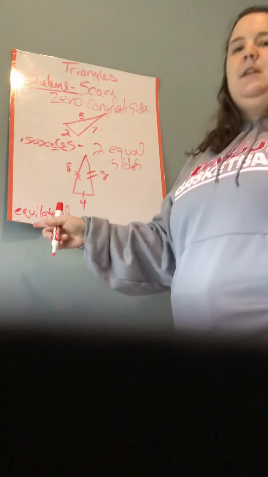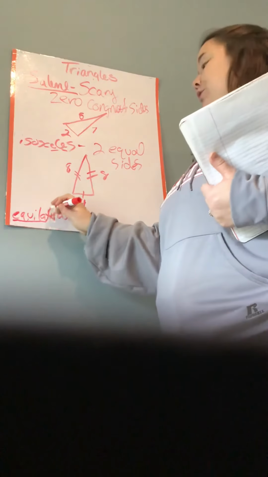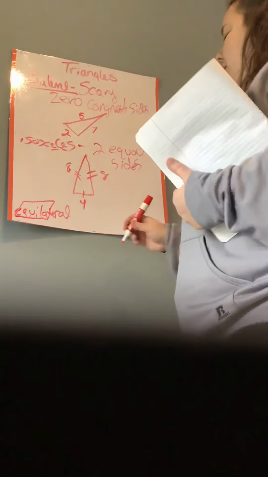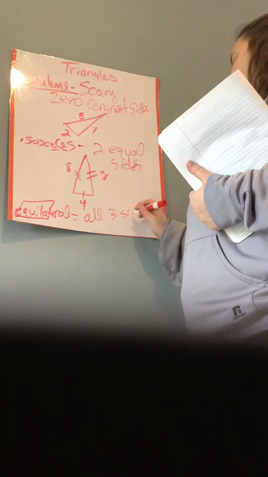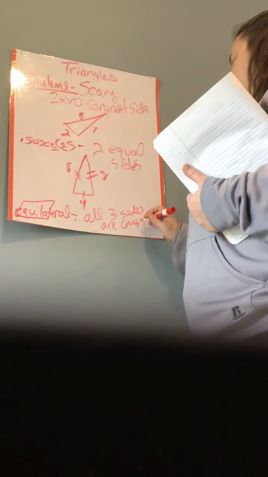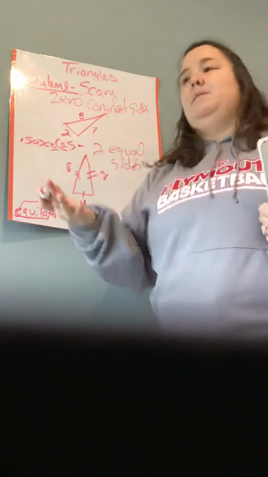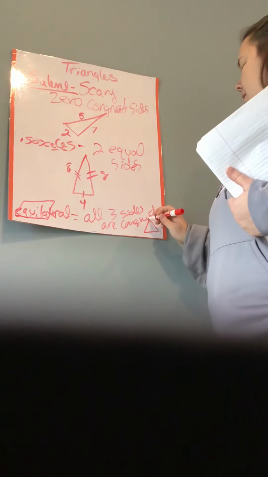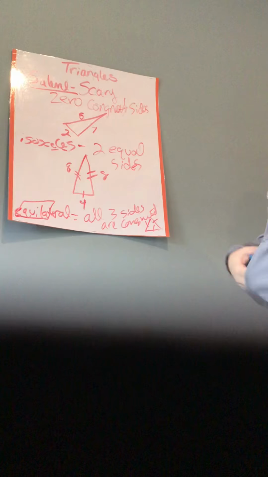Well, what word do you see in equilateral? Equal, except for spelled wrong, but whatever. Equilateral means all 3 sides are congruent. Remember, congruent means same length or same size, same shape. So if you look at that triangle, all 3 sides are the same. So that's the triangle's first name.